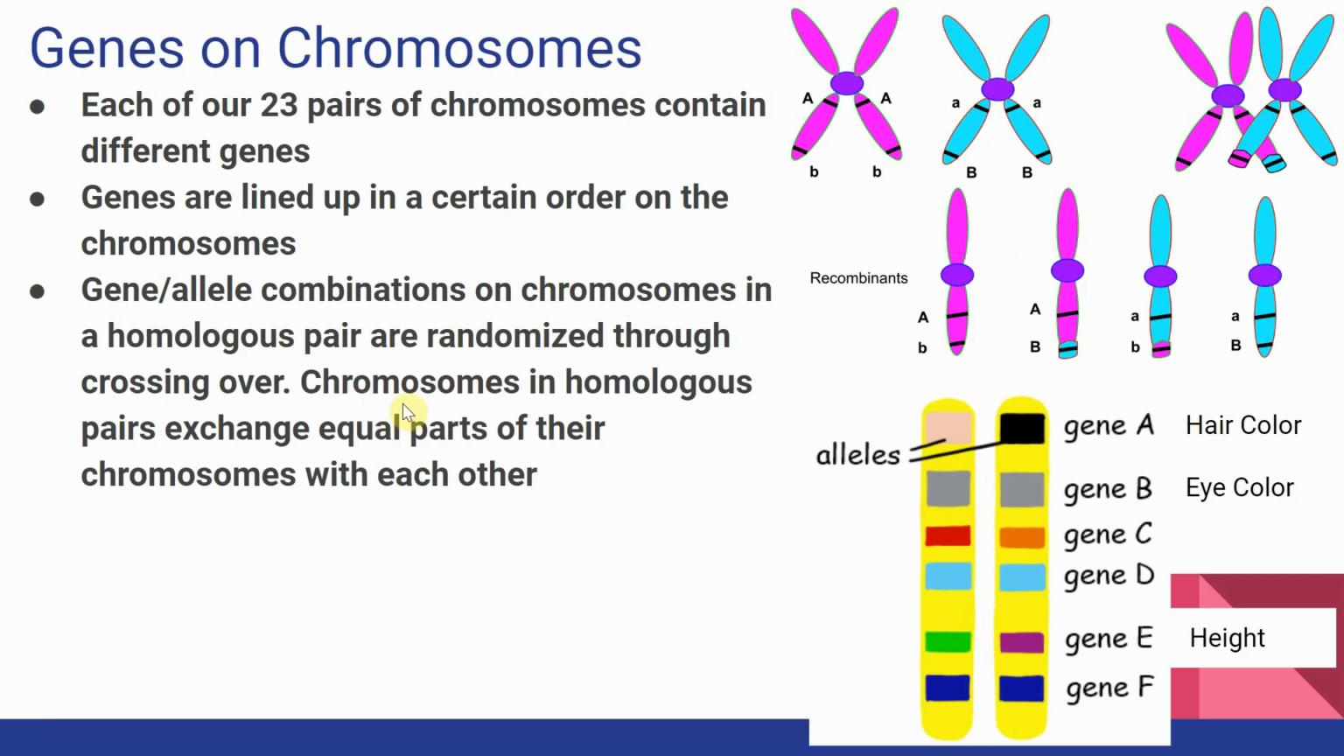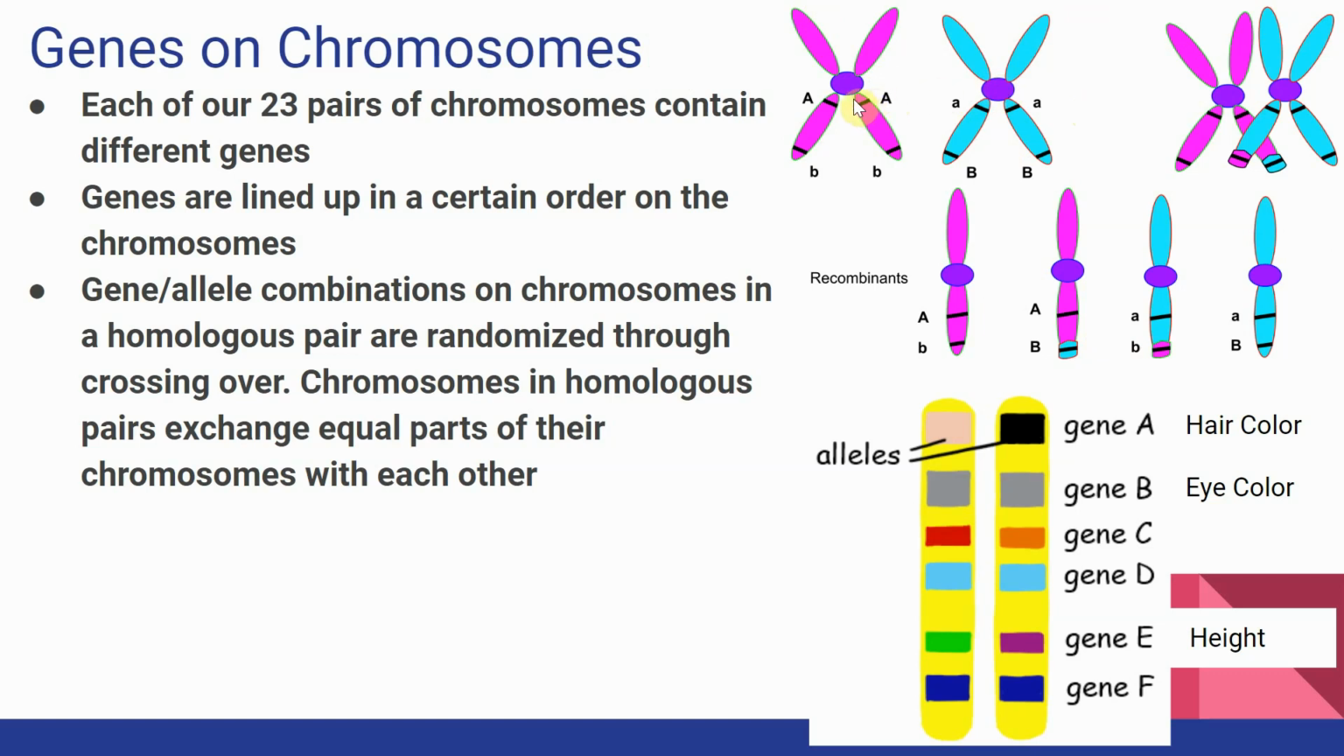So the second part of this: chromosomes in homologous pairs exchange equal parts of their chromosomes with each other. And to point this out, I know that crossing over may be slightly specific. I'm going to link an extra video in the description of this video that will help to explain this more in depth. But to look at this, we're going to look at this example here. We're going to have these two chromosomes, and these two chromosomes are going to be in a homologous pair.